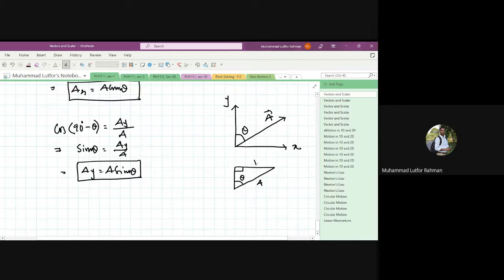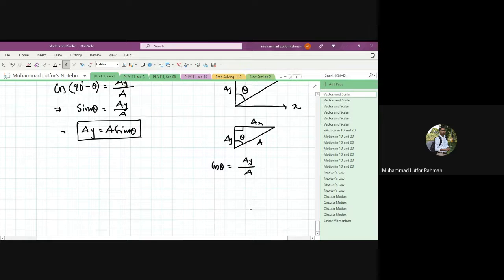This is your Ax. You can take the projection of that one. This is your Ay. This is your Ax, right? So this is your Ay. Now if you define an angle over here, if I define cos theta as the base, which is now Ay, divided by A, then I can find that Ay would be A cos theta. Look at this. Initially Ay was A sine theta.